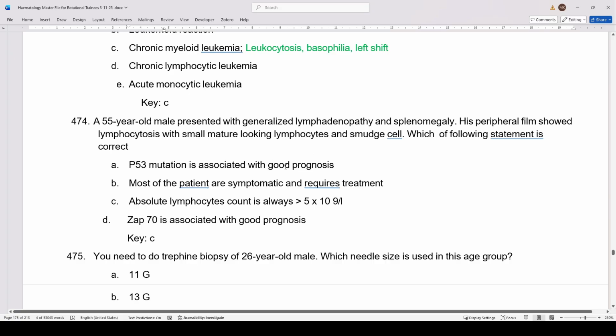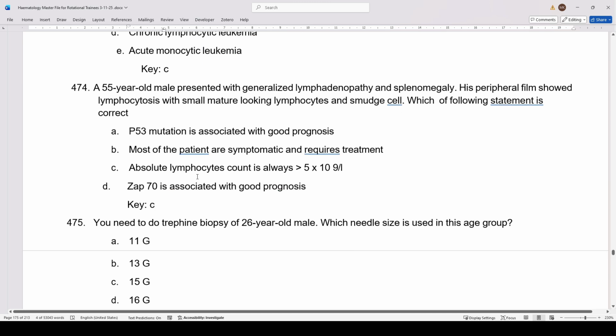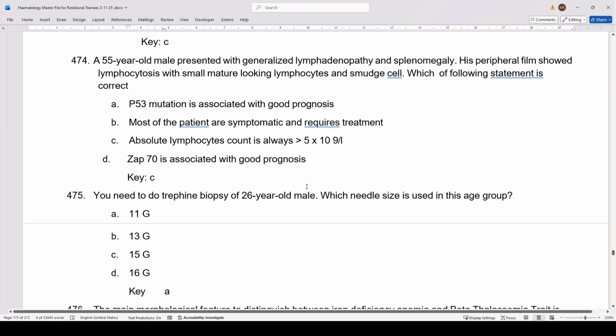P53 mutation is associated with good prognosis? No, P53 mutation is never associated with good prognosis. Most of the patients are asymptomatic and require treatment? It is wrong. These patients are usually asymptomatic and don't require treatment. Absolute lymphocyte count is always more than 5? This is correct, because there should be lymphocytosis and the absolute lymphocyte count should be more than 5,000. And ZAP70 carries a poor prognosis.